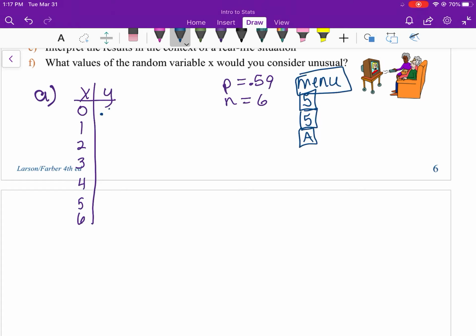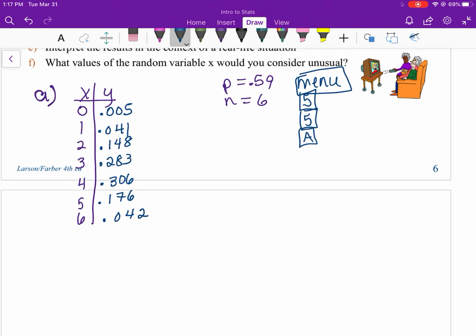0.005, I'm going to go ahead and round them. 0.041, 0.148, 0.283, 0.306, 0.176, 0.042. That's part A.